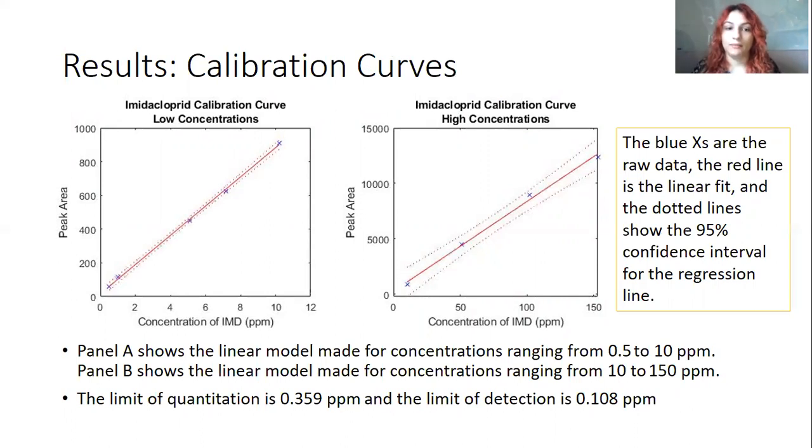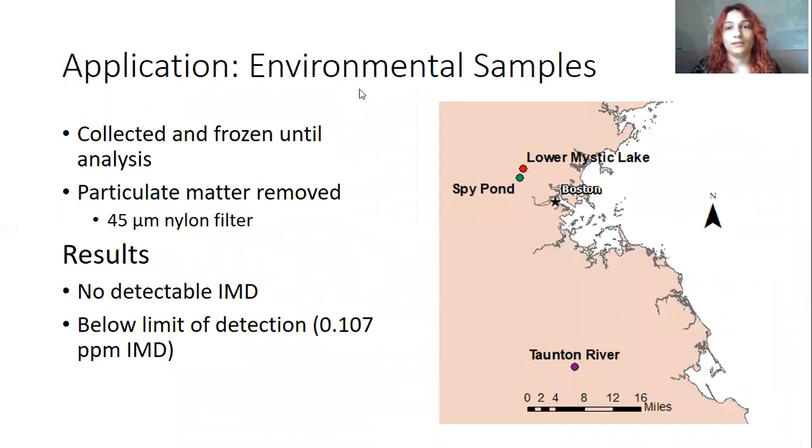And the limit of quantification we ended up with was 0.359 ppm, so we wanted to make sure that 0.5 was totally within the range. And these graphs were made with MATLAB, and all my analysis for this part was done with MATLAB. And so for the application of this calibration curve, we used 3 environmental samples, and they were collected, frozen until analysis, and particulate matter was removed.